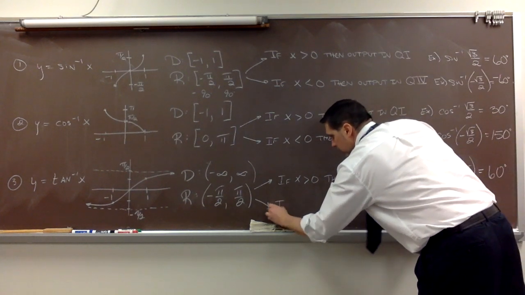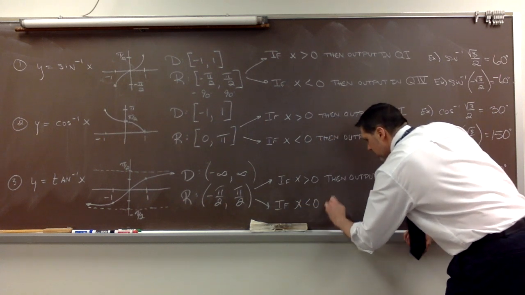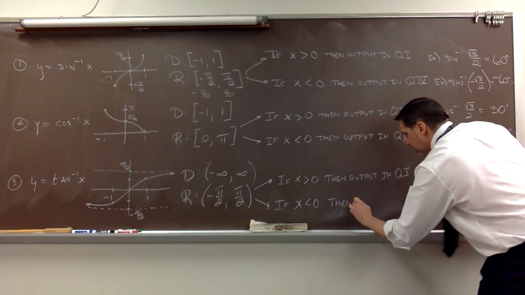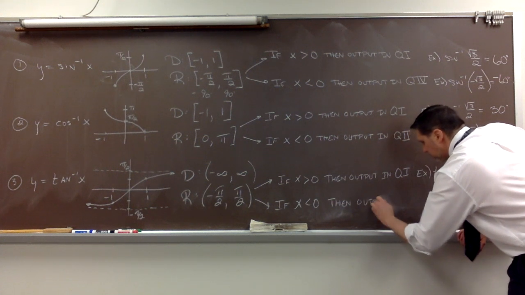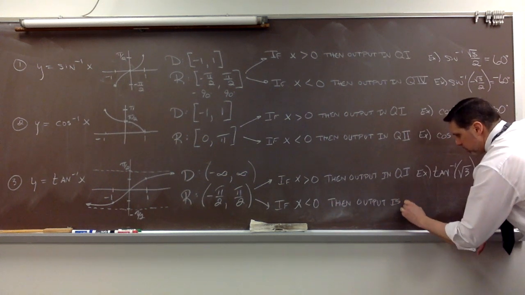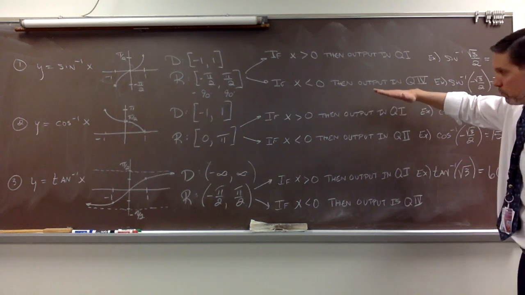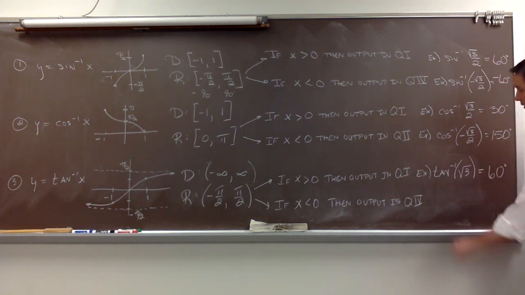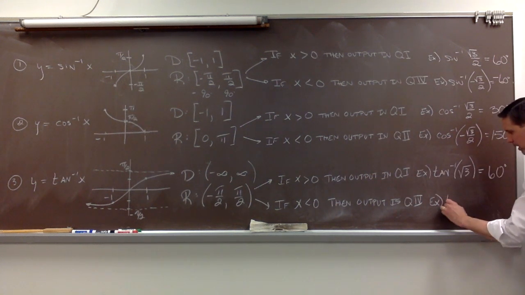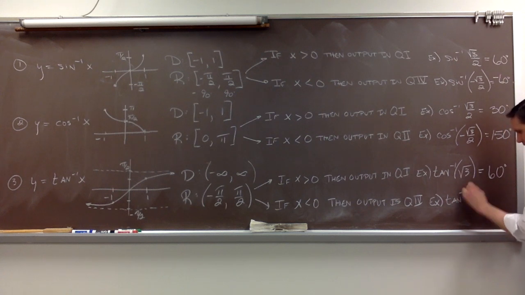All right. If x is less than 0, then the output is going to be in Q4. Very much like sine, we're going to have to go with the negative angle. So if I say, okay, what's tan inverse of negative square root of 3? It's simply going to be a quadrant 4 angle, same as this, but the opposite. It makes sense. It's the opposite of your quadrant 1 angle, so it'll be negative 60 degrees.